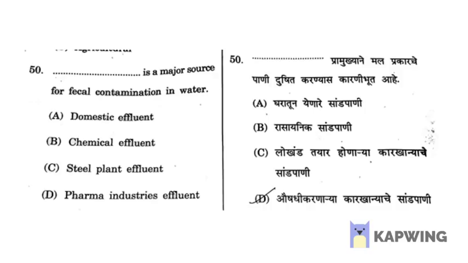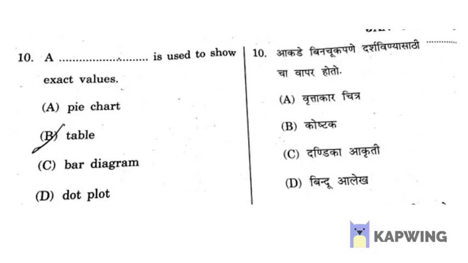So I will go with A. I suggest you confirm it, but according to me it should be domestic effluent, A. So the option is A. Now a table is used to show the exact value.